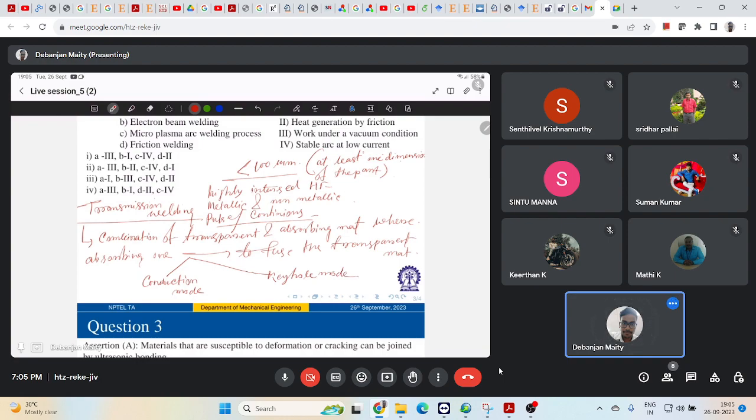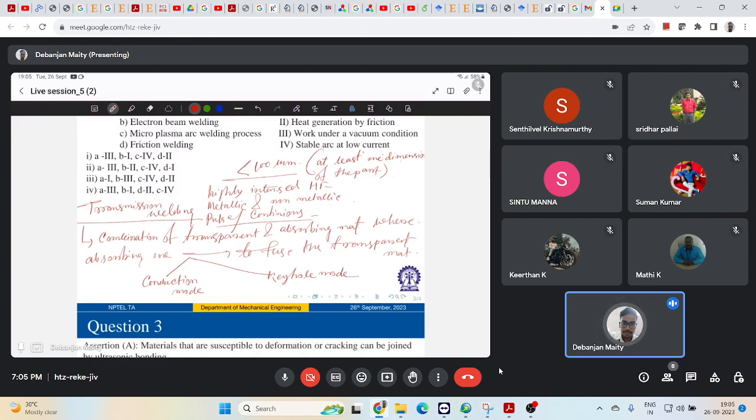Now, in your conduction mode, power density is less, right? Your laser power is transmitted usually through some conduction to the surroundings. That's why it is called conduction mode. And here also the penetration will be controlled by the conduction mode.